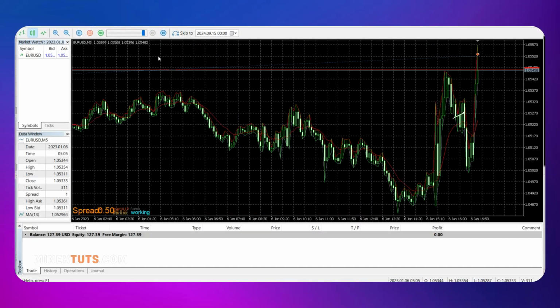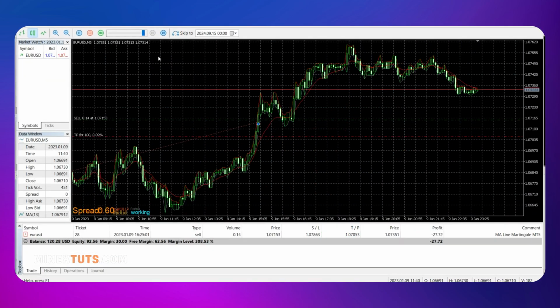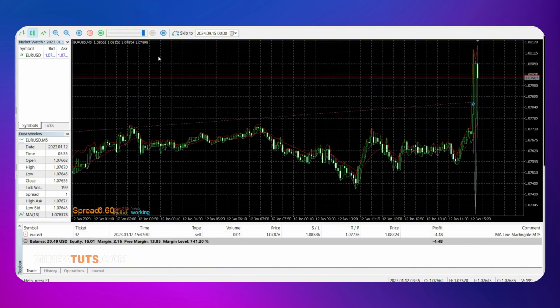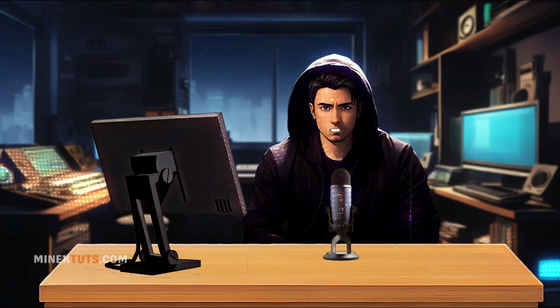This strategy is simple. When the price crosses over the moving average, it opens a trade in that direction. After a losing trade, the EA multiplies the lot size up to the chosen level and then resets to the initial lot size. Now, let's talk about optimizing the EA settings.